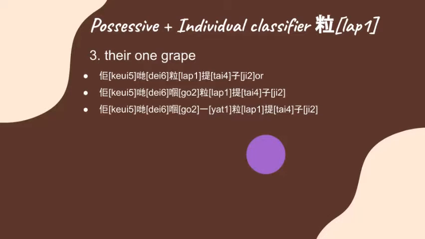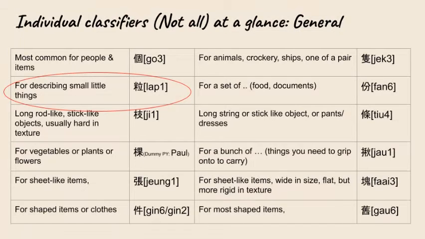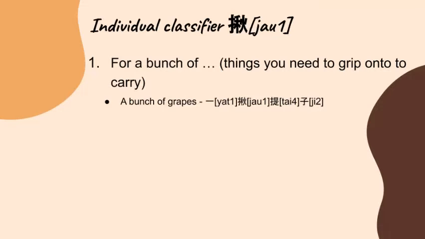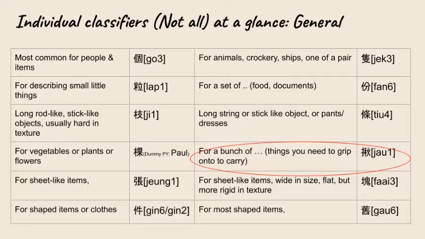And for their 1 single grape, you can say 佢哋粒提子. Or 佢哋嗰粒提子. Or 佢哋嗰一粒提子. So the classifier 粒 is for small little things, say for example buttons and marbles or things like that, really tiny objects. And if you want to say a whole bunch of grapes instead of just 1 single grape, you will say 一抽提子. The classifier 抽 refers to items where you need to grip onto something to carry the item.